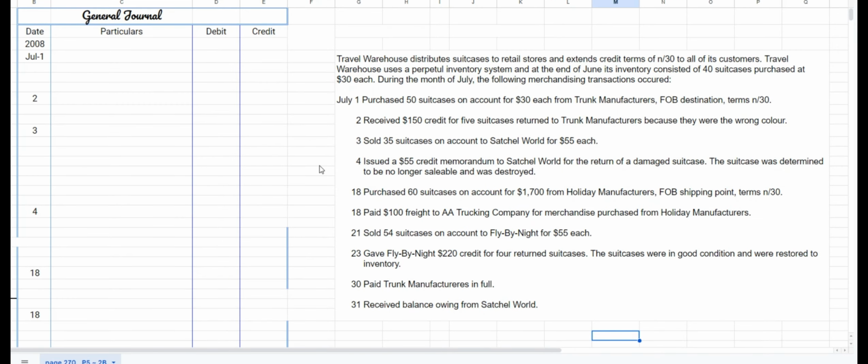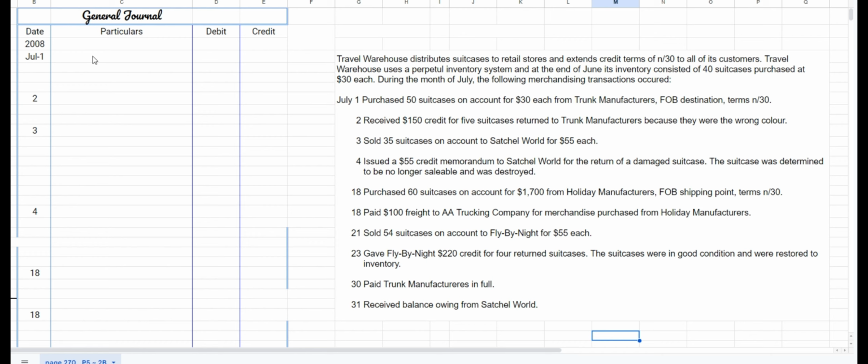Travel Warehouse distributes suitcases to retail stores and extends credit terms of N30 to all of its customers. Travel Warehouse uses a perpetual inventory system, and at the end of June, its inventory consisted of 40 suitcases purchased at $30 each. During the month of July, the following merchandising transactions occurred. July 1. Purchased 50 suitcases on account for $30 each from trunk manufacturers, FOB destination, terms N30.